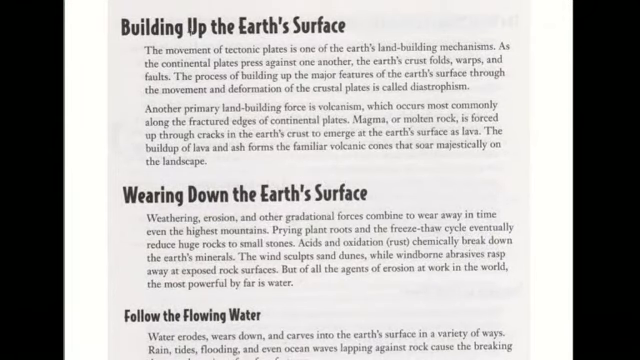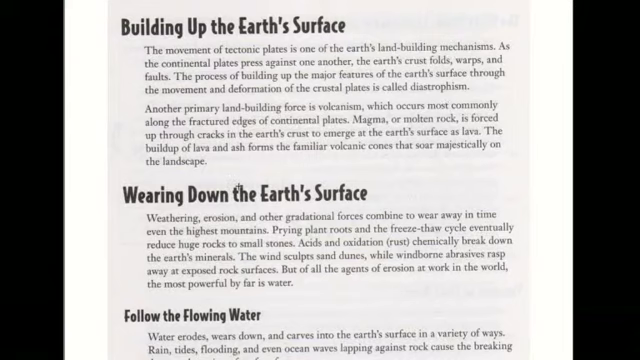Building up the Earth's surface. The movement of tectonic plates is also one of the Earth's land-building mechanisms. As the continental plates press against one another, the Earth's crust folds, warps, and faults. The process of building up major features of the Earth's surface through movement and deformation of crustal plates is called diastrophism.